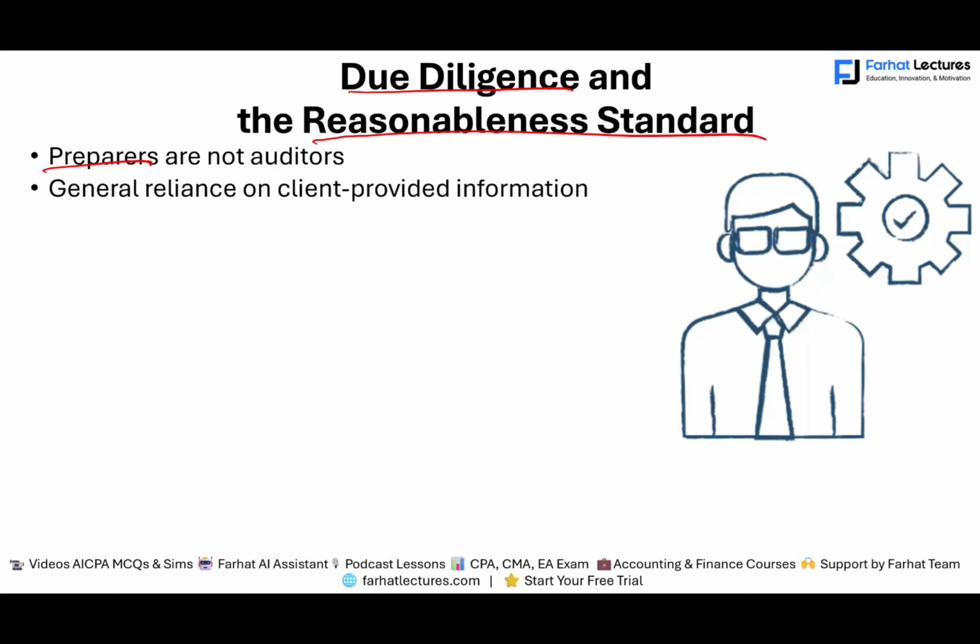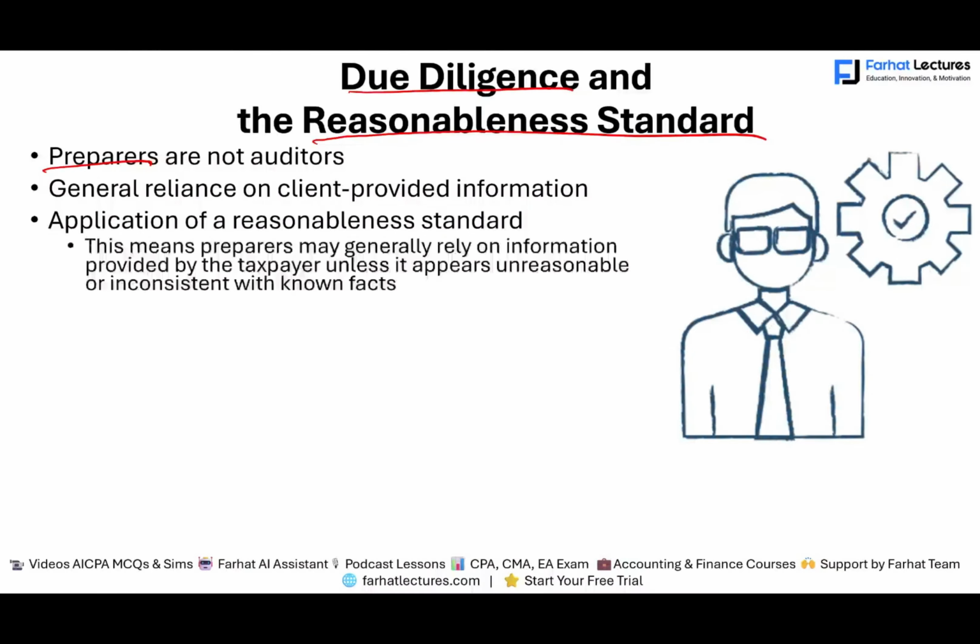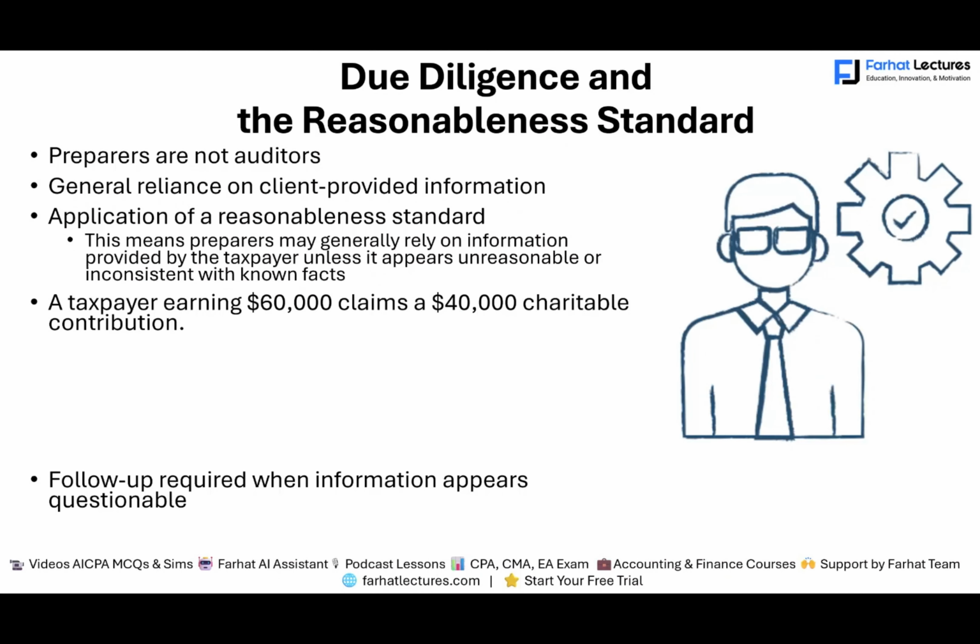Now, what does that mean? Well, generally, you would rely on the client provided information. So you would apply what's called the reasonableness standard. What does that mean? It means as a tax preparer, you will generally rely on information by the taxpayer unless it appears so unusual, appears unreasonable or inconsistent with known facts. Say, for example, a taxpayer earning $60,000 claiming $40,000 in charitable contributions.